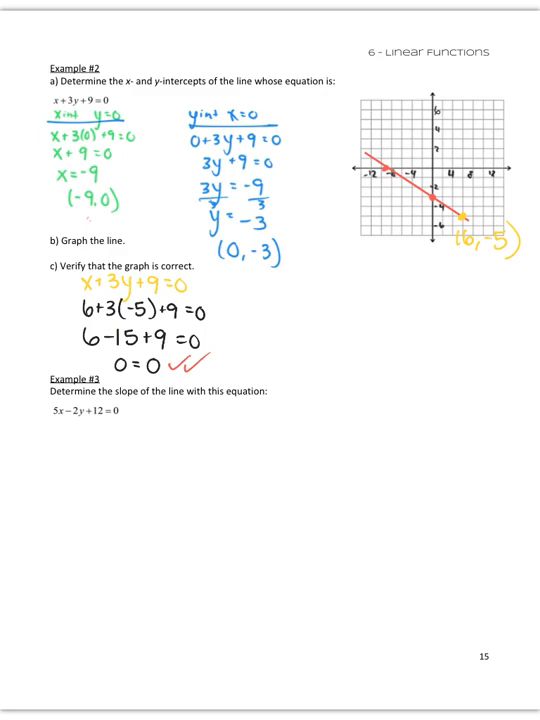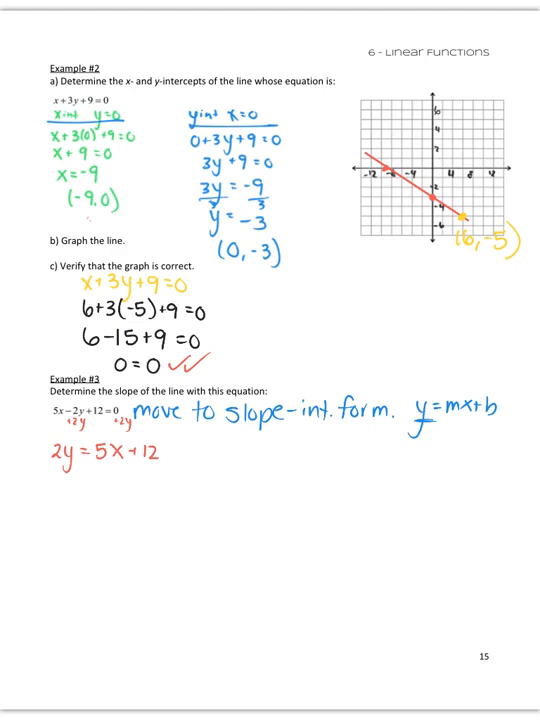Determine the slope of the line with this equation. So what we need to do is move it into slope-intercept form. So we want to use y equals mx plus b. So we need to get y all by itself, and it has to be positive. So for y to be by itself, I could just add 2y to both sides, and I get y all on its own. So I'm left with 2y is equal to 5x plus 12. I have just written our equation on opposite sides.